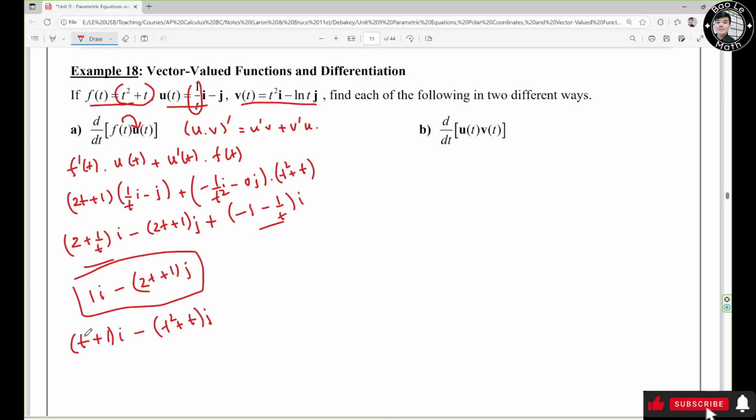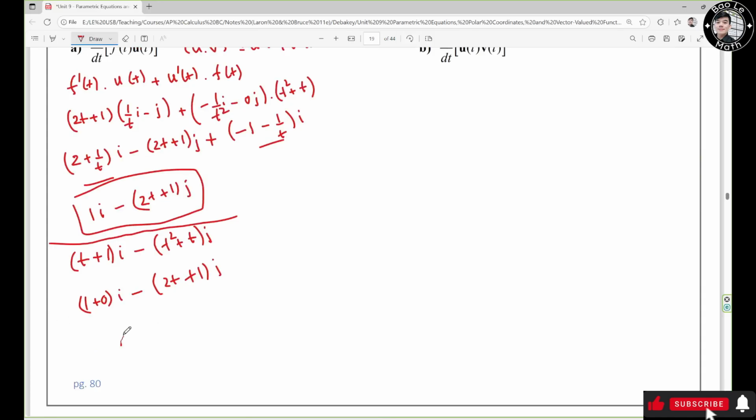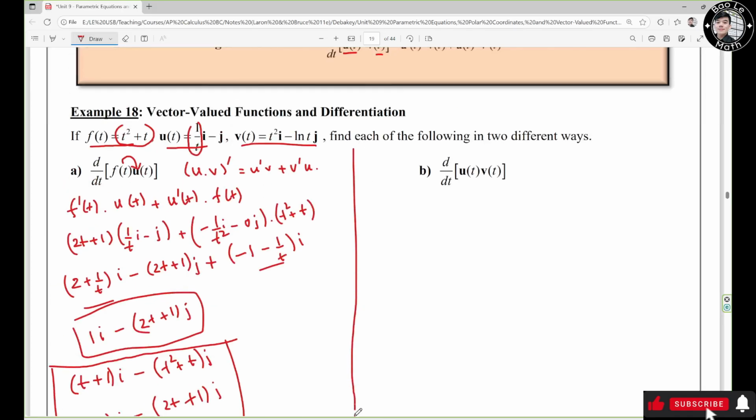Now I'm going to take the derivative of this one. The derivative of t plus 1 equals 1, so 1i. The derivative of t squared plus t is going to be 2t plus 1, so j. Now I'm going to simplify: it's going to be 1i minus 2t plus 1 j. The second method is faster than the first method. Now the second one, you do exactly the same thing.